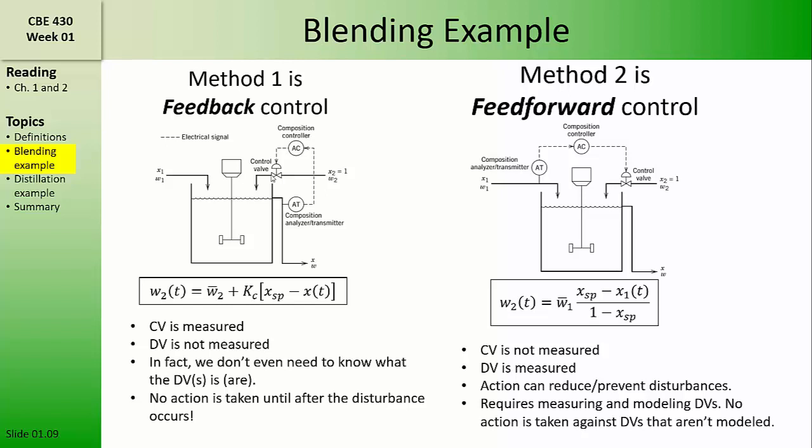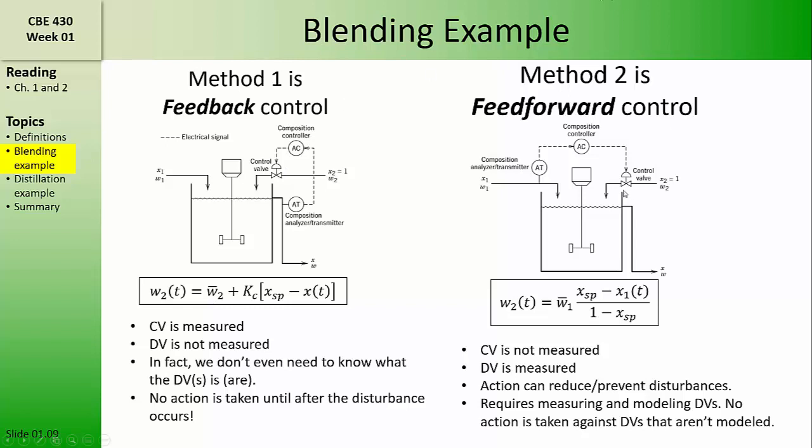One disadvantage of feedback control is that it cannot take action, that is, it cannot change the manipulated variable until after the controlled variable x deviates from the set point. Notice that if x does not deviate from the set point, the controller won't do anything, and W2 will remain at its steady state design condition.